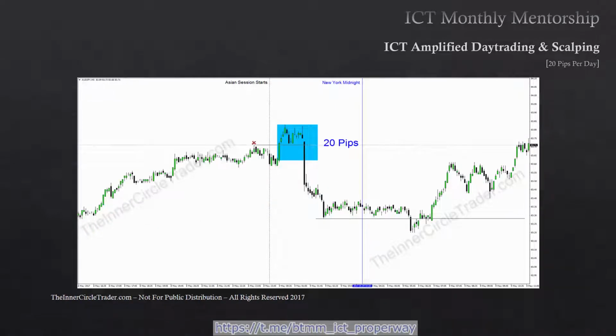It's another example here. Short-term high. Price rallies above it in the Asian session, creating the Asian range high. Price fades that. The blue box delineates the 20 pips that would be there for potential payout. And you can see it clearly moves a lot more than just that.